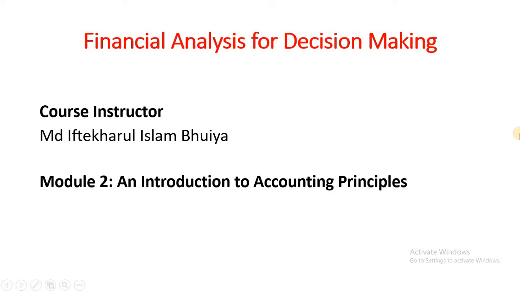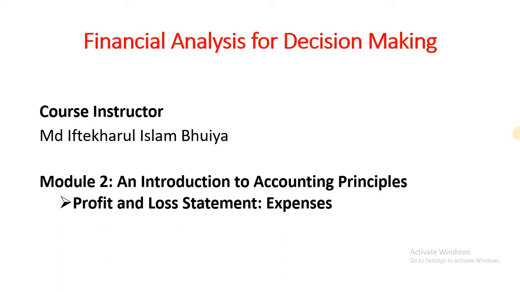From our previous lecture, we have learned how to measure sales revenue and how to measure cost of goods sold. If we deduct cost of goods sold from sales revenue, we get gross profit. But there are many other expenses incurred by a business other than cost of goods sold. So during this lecture, we'll try to elaborate those expenses on the profit and loss statement.